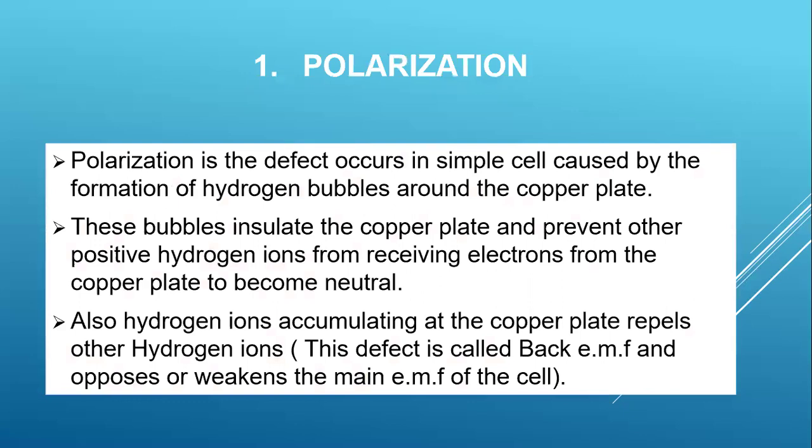In terms of definition, polarization is the defect that occurs in a simple cell that is caused by the formation of hydrogen bubbles around the copper plate. In such a case, they hinder the proper functioning or use of this simple cell. These bubbles insulate the copper plate and prevent the other positive hydrogen ions from receiving electrons from the copper plate to become neutral. Also, the hydrogen ions accumulating at the copper plate repel other hydrogen ions. This defect is called the back EMF, and it opposes or weakens the main EMF of the cell.